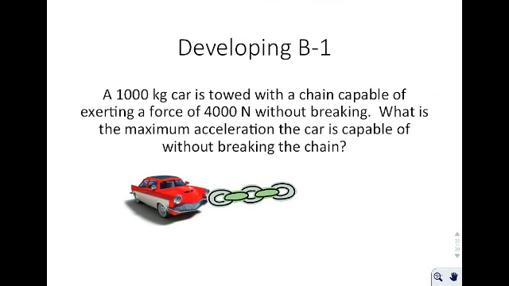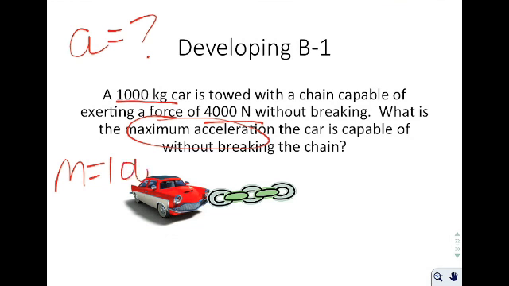The first one says a car is being towed with a chain capable of exerting a force of 4,000 newtons without braking. What is the maximum acceleration the car is capable of without breaking the chain? If you look, we always underline our numbers, and we circle what we're looking for. So I'm looking for acceleration. I know the mass is 1,000, and I know that the force is 4,000, because that's the most force that I can put on it without it breaking.